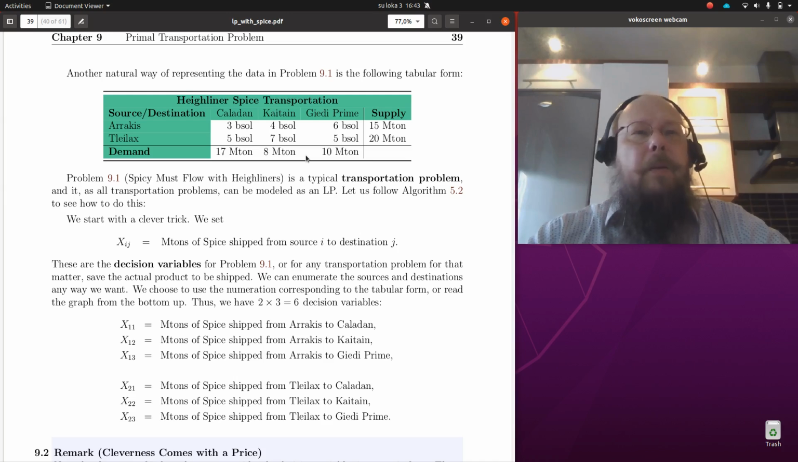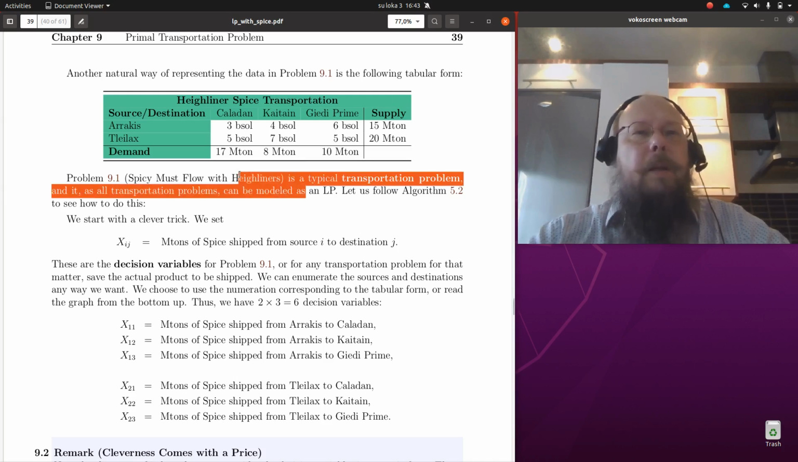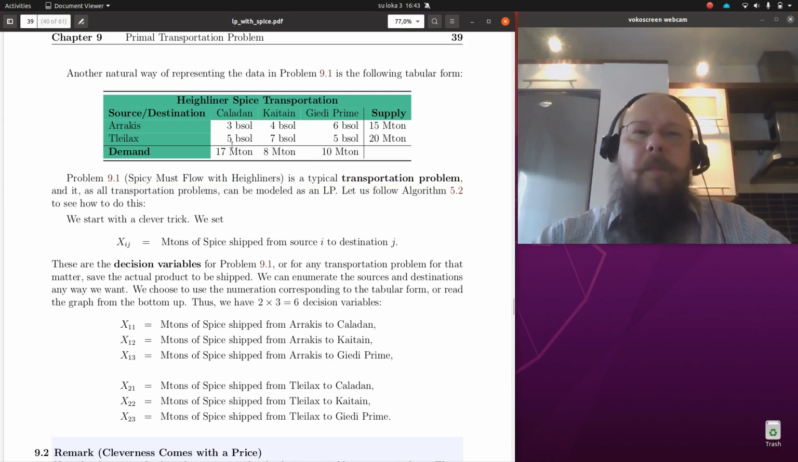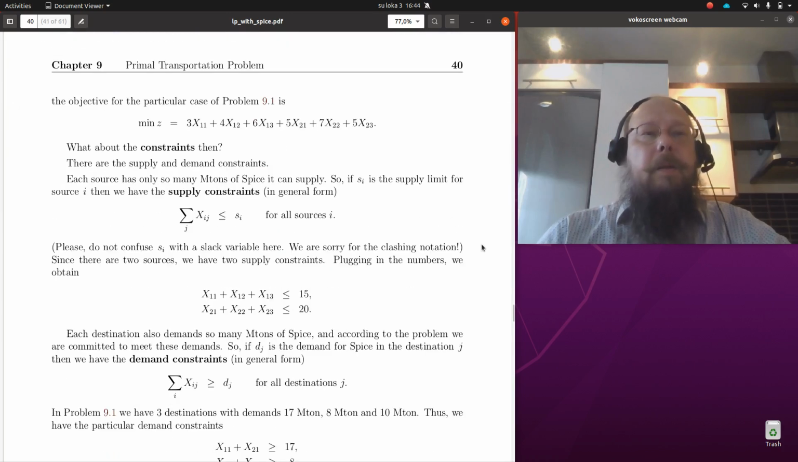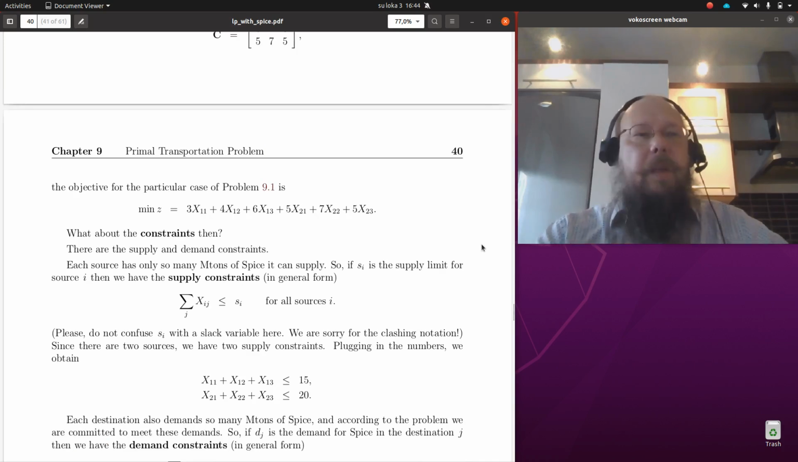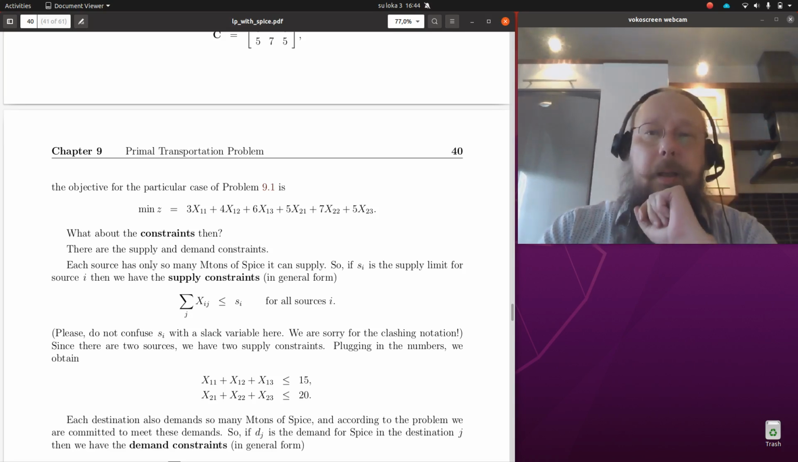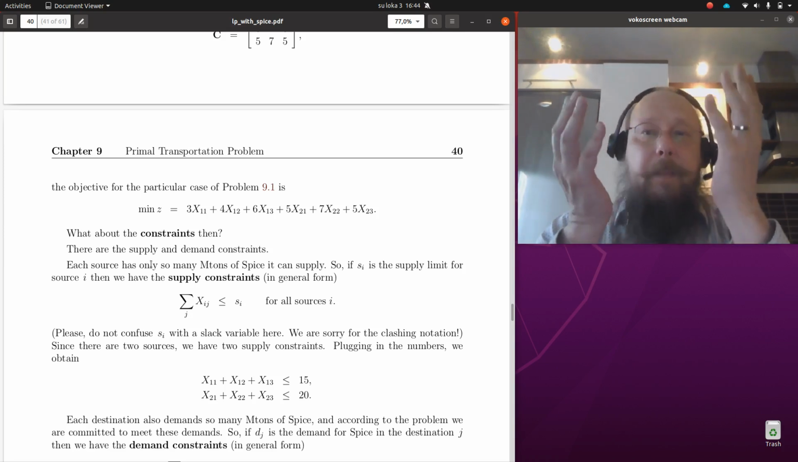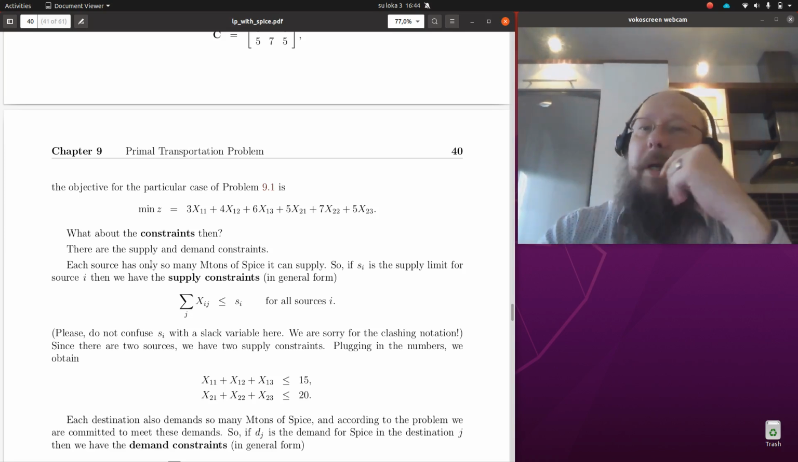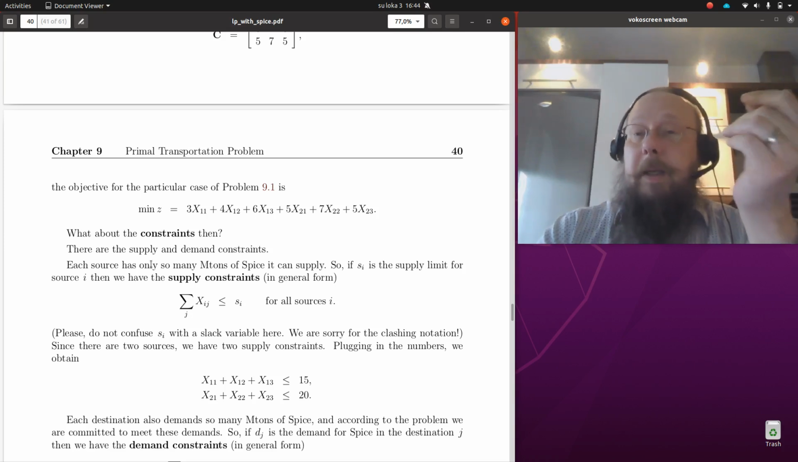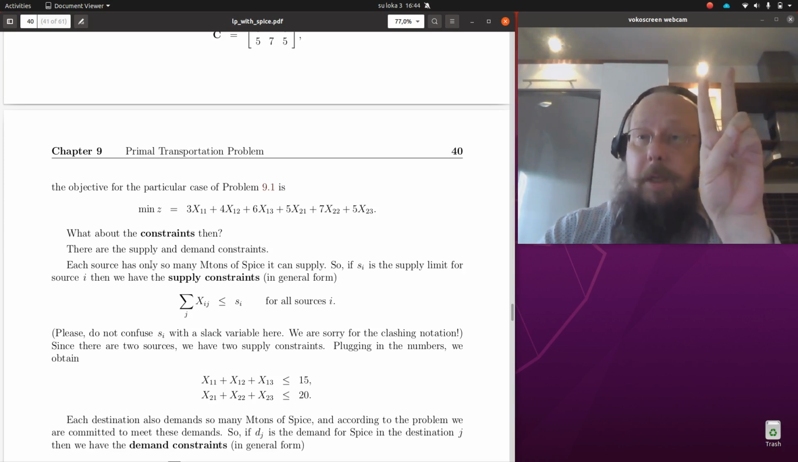And there are indeed 2 kinds of constraints. There are supply constraints, sorry about this painting, and demand constraints. So what are they? Let us talk about the supply side first. We have 2 sources, Arrakis and Tleilax, and they only have so many megatons of spice. So obviously you cannot transport from them more than there is. This gives us 2 constraints, upper bounds.